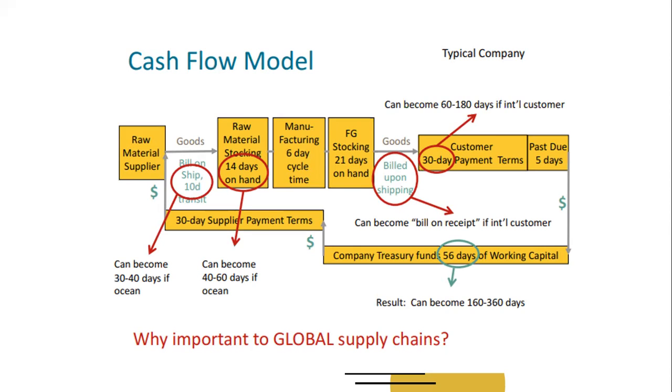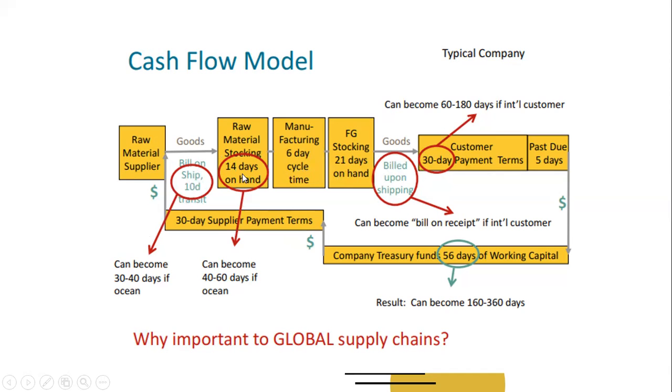And you can see over here that there's a reasonable amount of time given here, 10 days, 14 days, 6 days, 21 days. These seem reasonable. But what can very easily happen is, let's say your goods are on the ship, you're expecting the ship to reach its destination in 10 days. Well, that can become 40 days on the ocean.